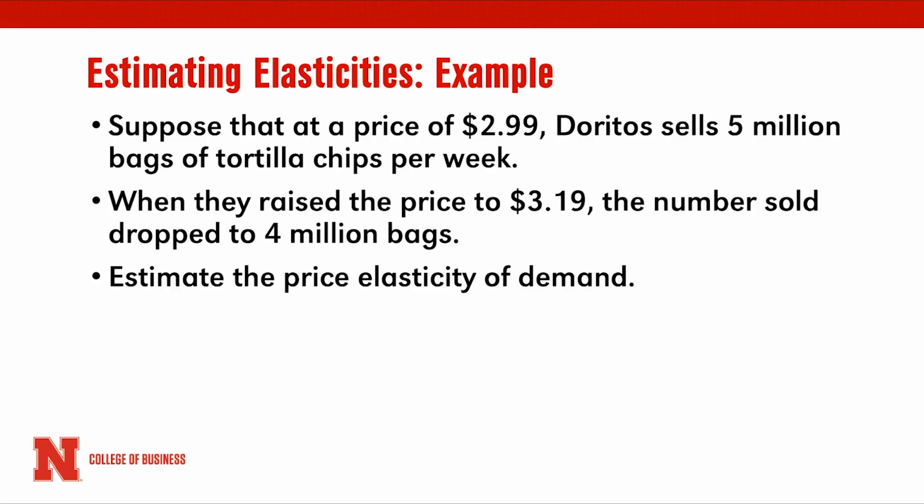So let's suppose that Doritos sells at a price of $2.99 per bag, 5 million bags of tortilla chips per week. So I'm going to let P1 be $2.99 and Q1 equal 5 million. When they raised the price to $3.19, the quantity demanded dropped, as we would expect, and it dropped to 4 million bags per week. So I'm going to let P2 be $3.19 and Q2, the associated sales level, 4 million bags.